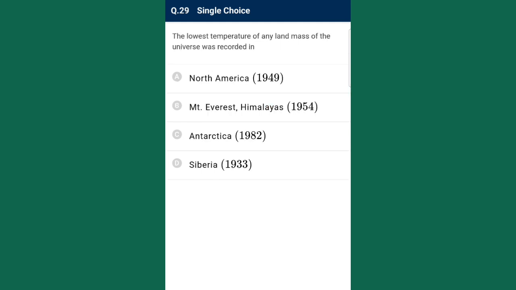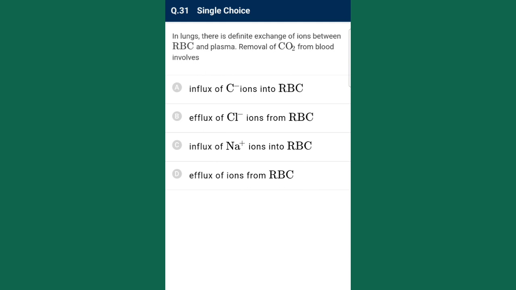Question number 29. The lowest temperature of any land mass of the universe was recorded in. Asian Russia is the coldest inhabited place in the world, with a climate that is characterized by frigid winters. Answer is option D, Siberia. Question number 31. In lungs, there is a definite exchange of ion between RBC and plasma. Removal of carbon dioxide from blood involves.